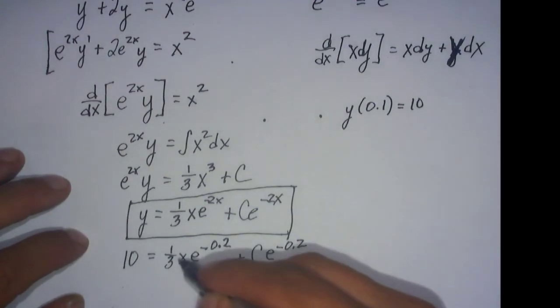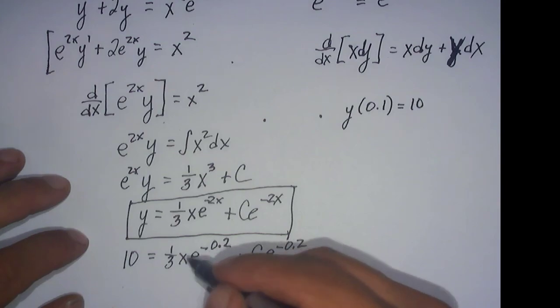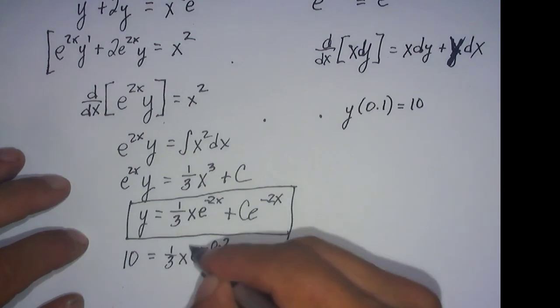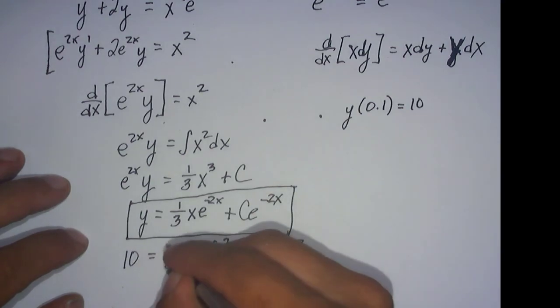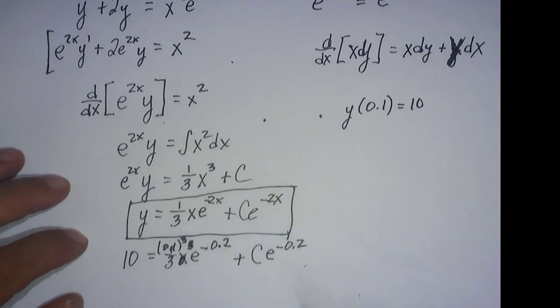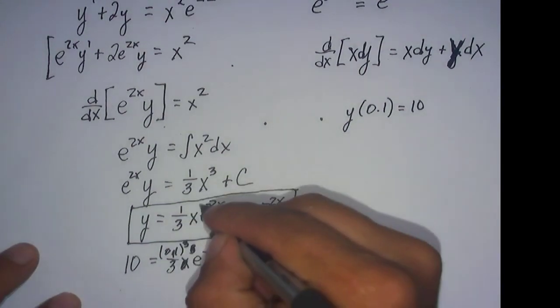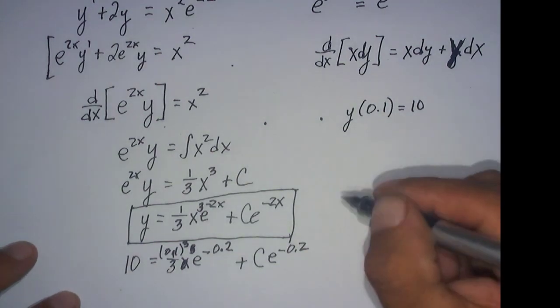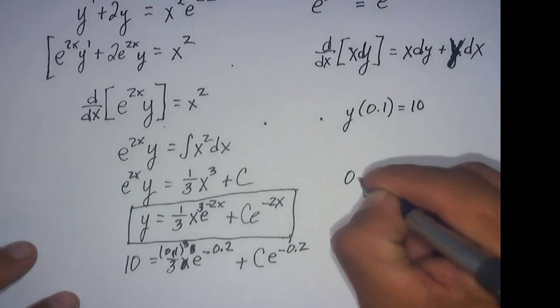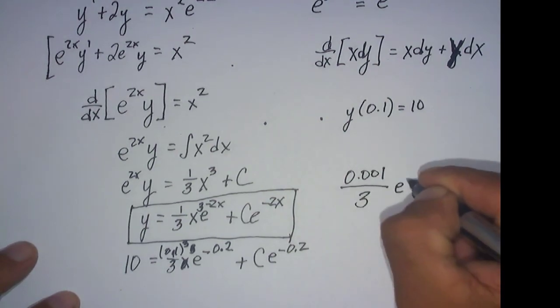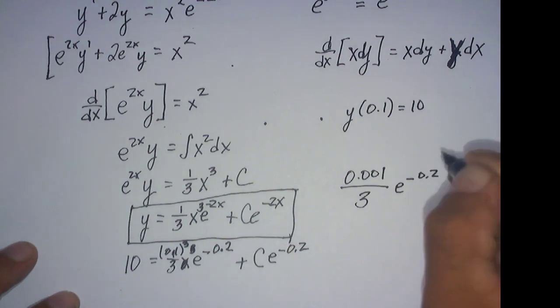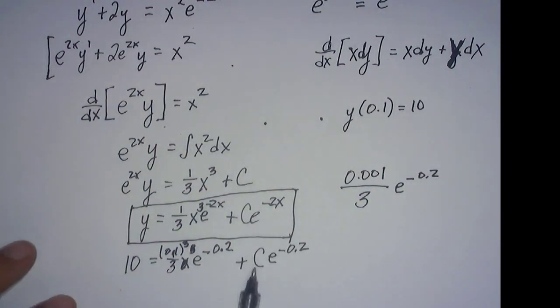Oh, there's an x right here. I forgot. It's actually an x cubed. So we have to put that 0.1 cubed in there. This is cubed. So 0.1 cubed is 0.001 divided by 3 times e to the negative 0.2. You have to get a calculator and figure all that out and solve for c. That's the easy part. That's algebra. But that's pretty much it.